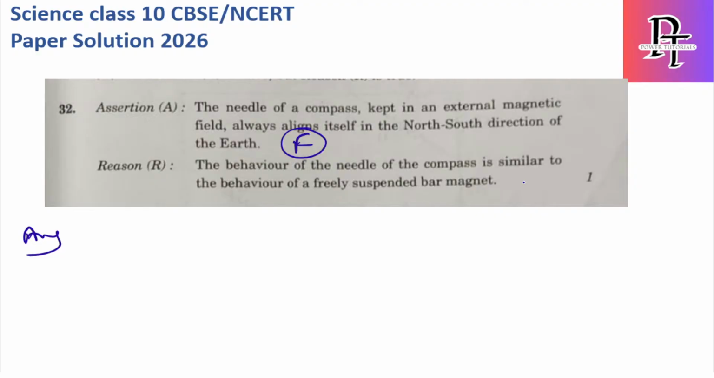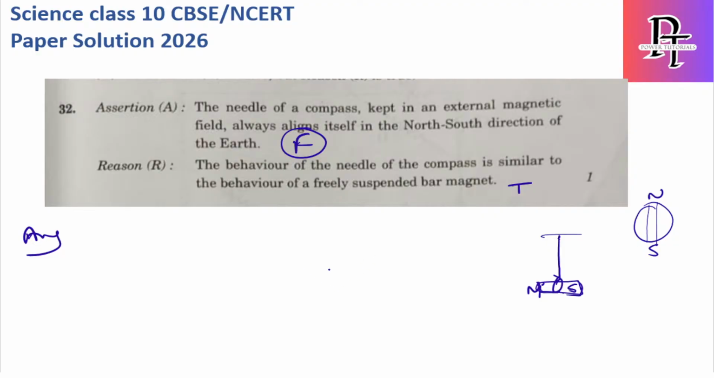The behavior of the needle of the compass is similar to the behavior of a freely suspended magnet. Yes, this is true. If you keep a bar magnet on a thread and hang it, it will align with respect to the Earth's magnet. We always know that the Earth behaves as a magnet with north and south poles. So if you suspend a bar magnet, the south pole of the bar magnet will align to the north of the Earth and the north of the bar magnet will align with the south of the Earth. Why? Because opposite poles attract each other.